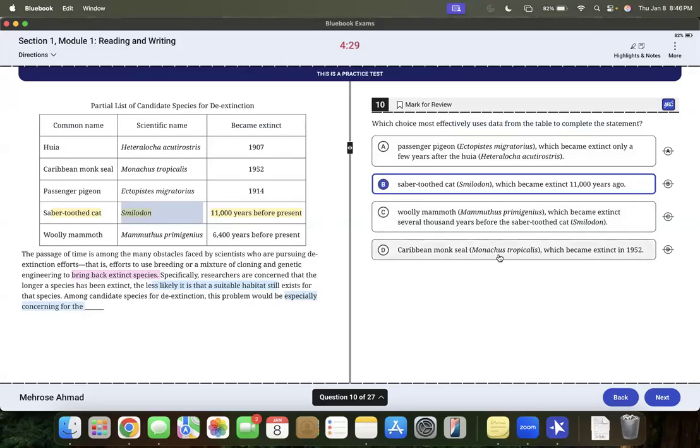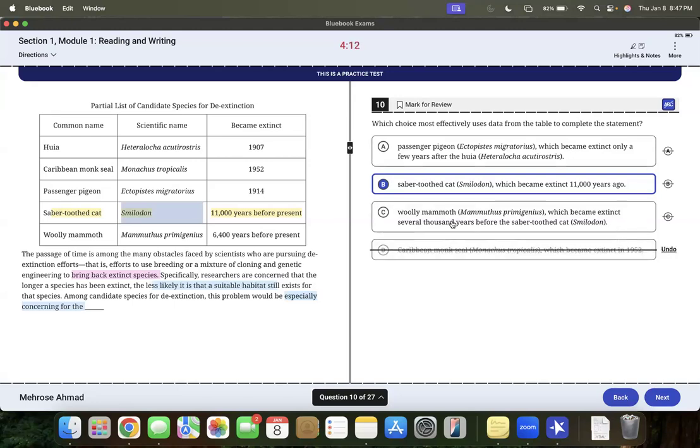Caribbean monk seal, which became extinct in 1952. So that's fact check. Caribbean monk seal, okay, correct scientific name, correct extinct date, but does that make sense for the answer choice for this question? No, because they're not the oldest.